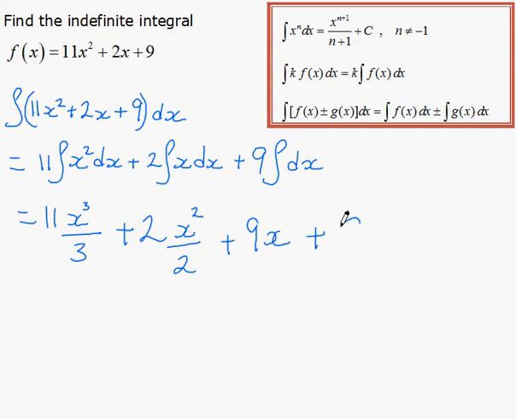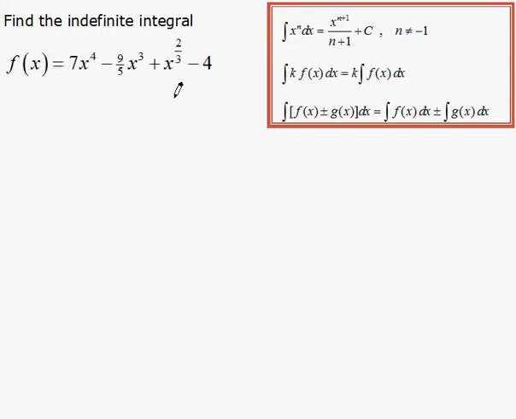As always, we need a constant of integration, and simplifying gives us 11x cubed over 3 plus x squared plus 9x plus c.